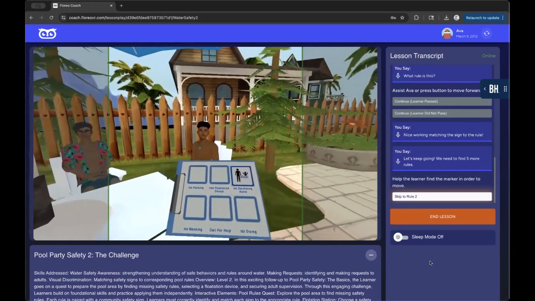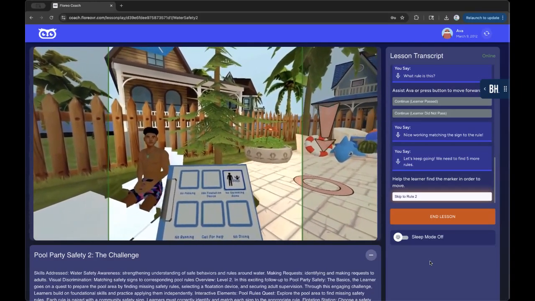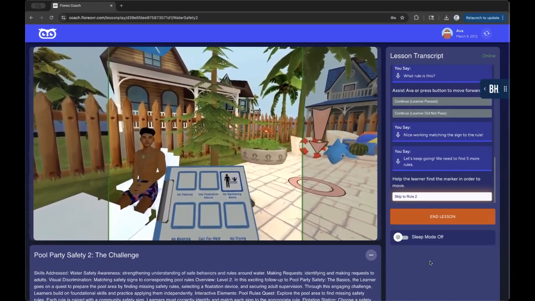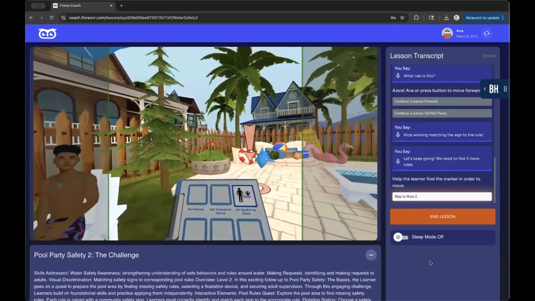So Heather, you did an awesome job. You picked out the first rule, which was no swimming alone. You matched it to the rule on your clipboard. And now I think we're ready to keep going. So let's keep moving.